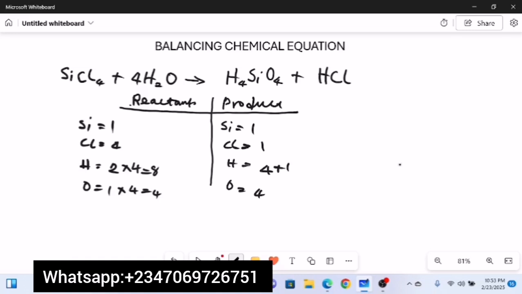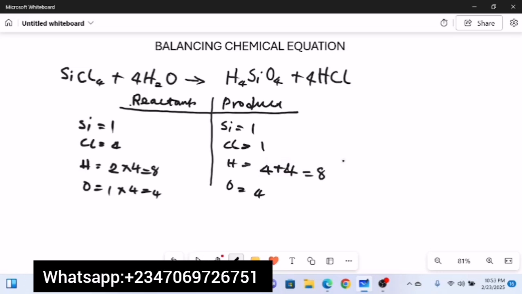So I can simply append 4 here. If I append 4 here, this 4 multiplies by this 1 mole of hydrogen, it becomes 4. So I can now easily take off this one and append 4. Okay, let's just turn it to 4. So this one now becomes 4 moles. So it means now that hydrogen is equal to 8.